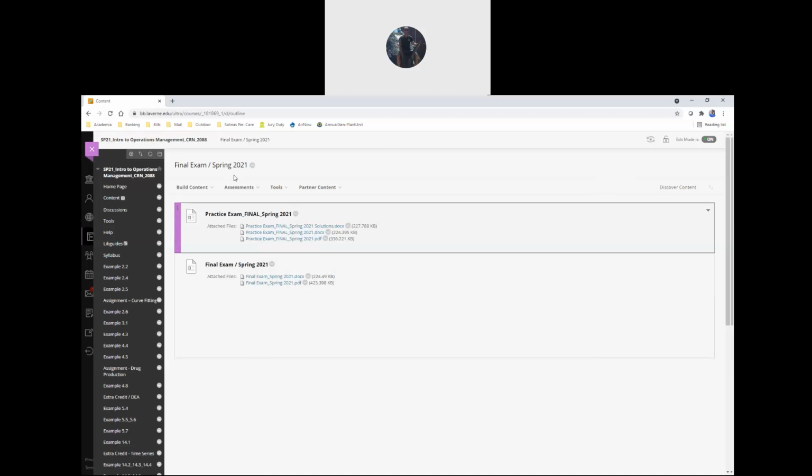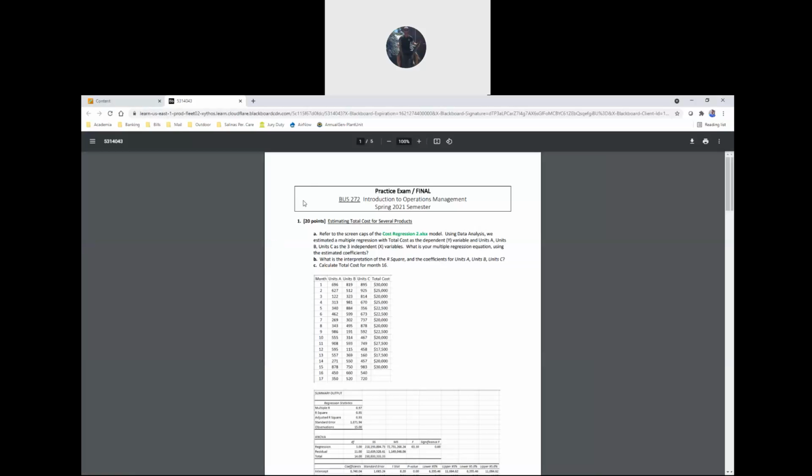All right, so if you go on Blackboard to the final exam, spring 2021 section, there are two sections: the actual final exam at the bottom, and then the practice stuff here. So let's go ahead and look at some of the practice files. Here's the practice exam for spring 2021. This practice exam will be similar to the format and the type of questions for your final.